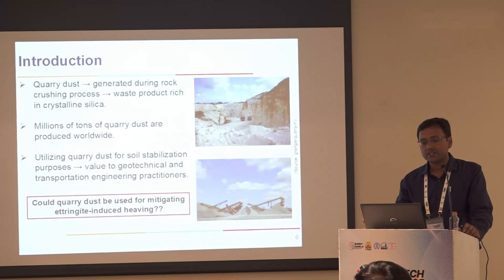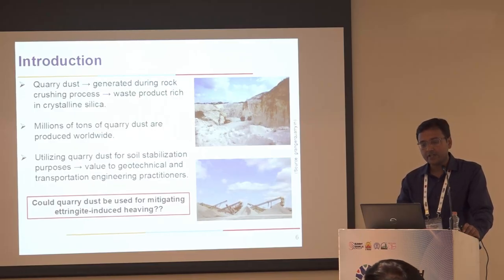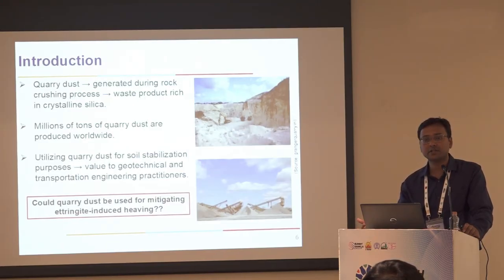Quarry dust is a waste product which is generated during the rock crushing process. It is rich in crystalline silica, not the amorphous one. Millions of tons of quarry dust are generated and available worldwide. So if we are able to use this kind of product, it is expected to be beneficial for transportation engineers or even geotechnical engineers. That's why we are trying to address the question: could we use quarry dust for mitigating ettringite-induced heaving by using it as a co-additive?